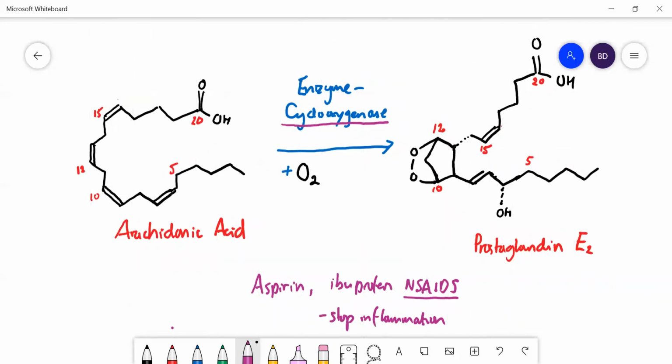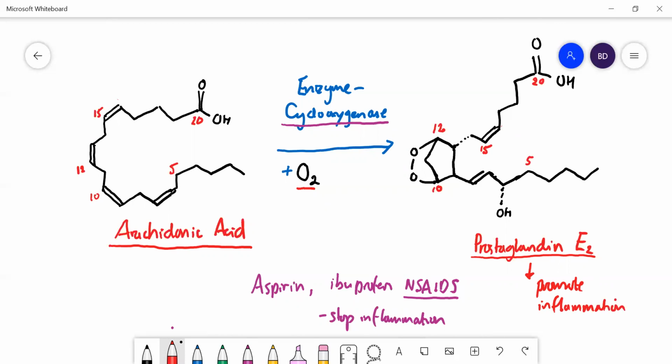Well, there is this substance called arachidonic acid, you can see here, which is a carboxylic acid. It's 20 carbons long, and I've numbered them. The enzyme cyclooxygenase reacts it with oxygen, and it makes this compound, prostaglandin E2, and this general class of substances called prostaglandins promote inflammation. They do other things as well, but they promote inflammation. So if you can stop the production of prostaglandin E2, you can stop inflammation. That's how they work as pain relief.